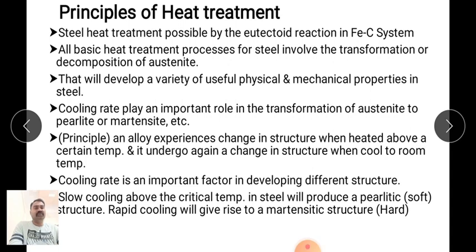So slow cooling above the critical temperature, if we slowly cool above the critical temperature, then we will obtain the soft pearlite phase or pearlite structure. And if we do rapid cooling, we will get the hard martensite structure. Means depending upon the cooling rate, rapid cooling gives hard martensite, and slow cooling gives soft pearlite. Depending upon what type of structure we want, on that basis we will select the particular cooling medium as well as cooling method. Understood? So this is nothing but the principle of the heat treatment process.